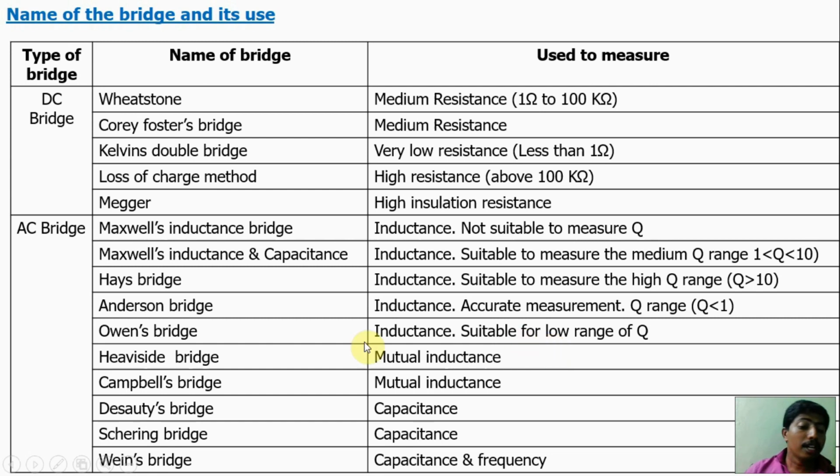Then Heaviside bridge, mutual inductance. Campbell's bridge, mutual inductance. The Campbell's bridge is a modified form of Heaviside bridge. Then DSRT bridge, capacitance measurements. Schering bridge, capacitance measurements. Wien bridge, mainly for frequency measurement. In the competitive examinations, one more question may be asked: what is the use of the bridge? You should know this list. Now we will discuss the concepts.